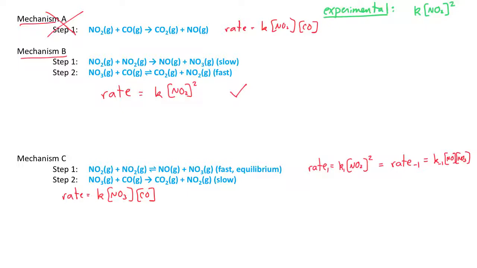By the definition of equilibrium, the rate of the forward reaction, rate 1, equals k1 times NO2 squared. That's the rate law for the forward reaction, and it's equal to the rate of the reverse reaction. We'll call that rate minus 1, and use the variable k minus 1 for it. Rate minus 1 is equal to k minus 1 times NO, as it appears here, times NO3. This is the rate law for the reverse reaction. These two rate laws are equal to each other because the rate of the forward reaction equals the rate of the reverse reaction at equilibrium. Now we use that to solve for an expression for NO3 that we can substitute back into the rate law for the slow step, to get an expression that does not have an intermediate in the rate law.